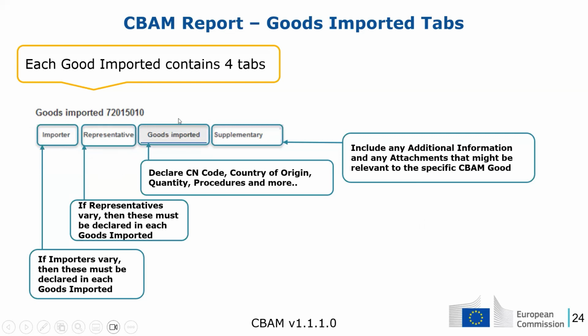In that case, we will only have two tabs, the goods imported, which is the main, let's say, page to declare our CN code, the country of origin, the quantity, any customs procedures, and more. And we have also the supplementary tab where we can include any additional information and attachments that might be relevant to the specific CBAM good.